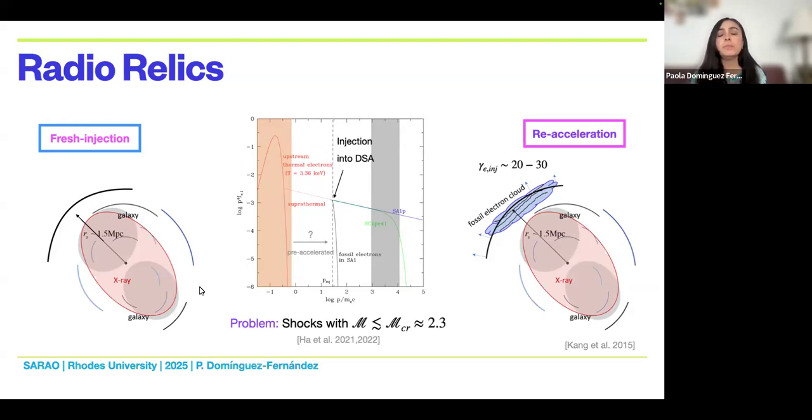And so that's why people tend to talk about this other model, the reacceleration model. And here people are thinking about the possibility of a fossil population of electrons lying around somewhere in a cluster, such that when the merger shock crosses that cloud, these electrons already have a higher energy such that they can be injected into the DSA mechanism.